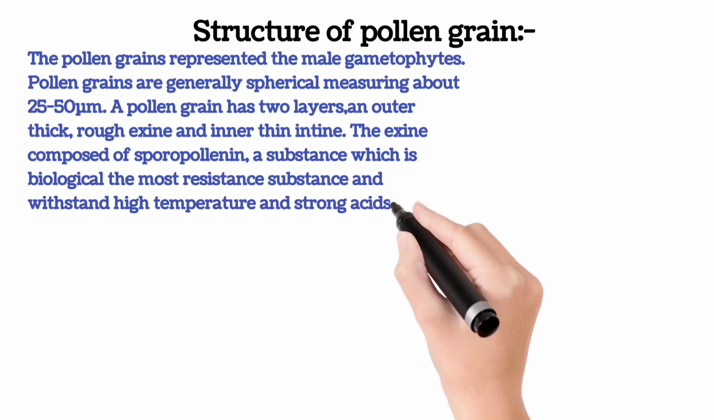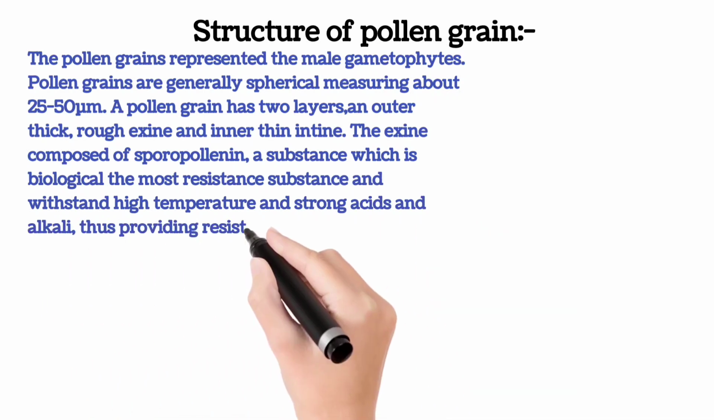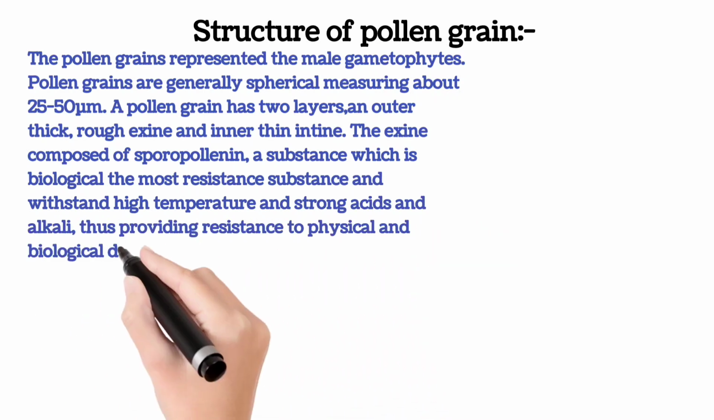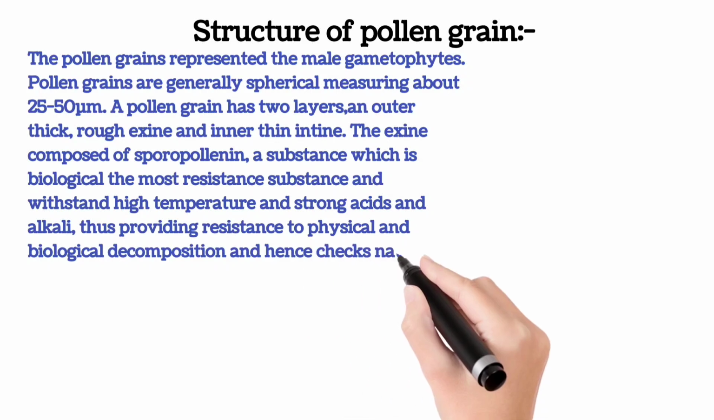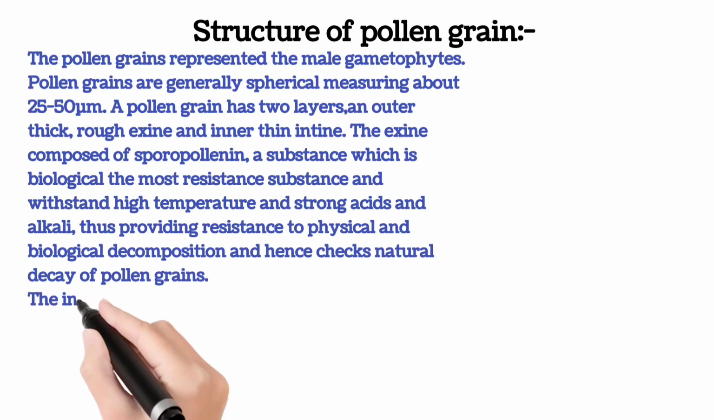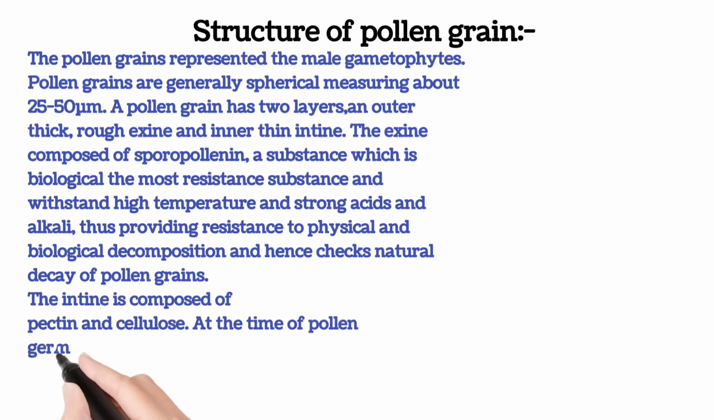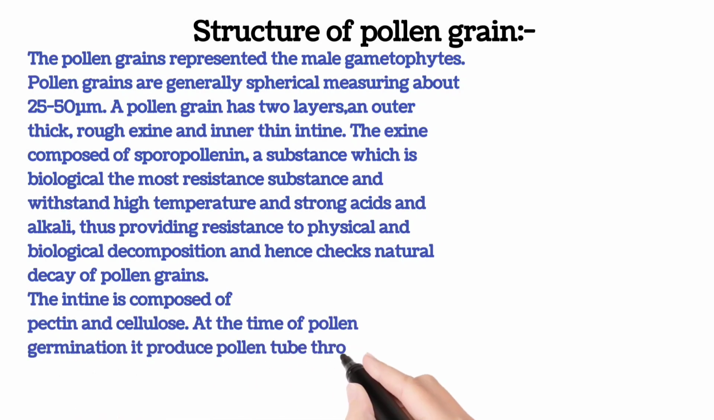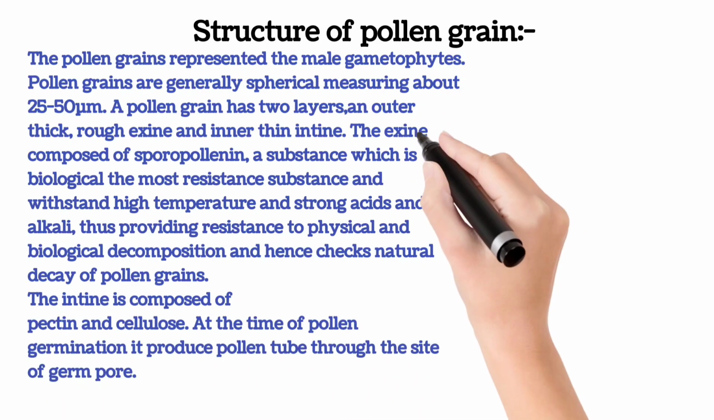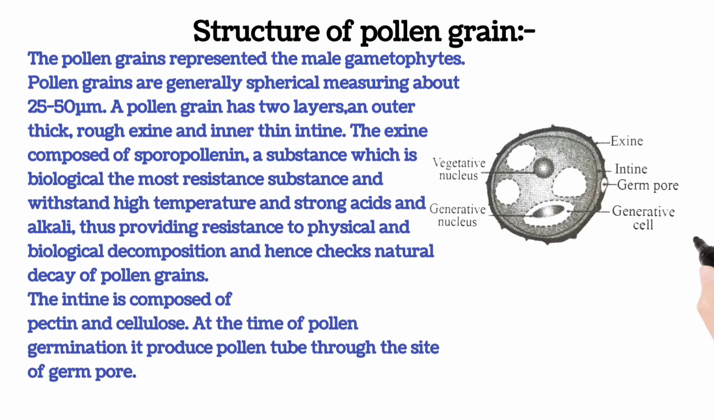Exine is composed of sporopollenin, a substance which is the most resistant biological substance and withstands high temperature and strong acid and alkaline, thus providing resistance to physical and biological decomposition. Hence, it checks the natural decay of pollen grain.